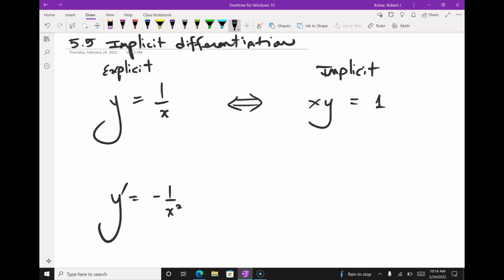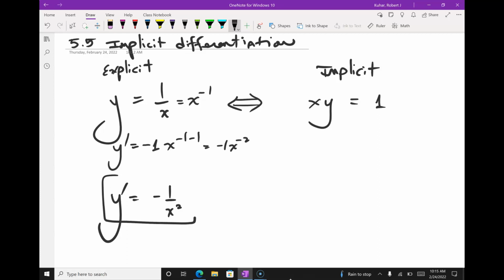Do you want to see the power rule on this one? Yes. So I know that this is x to the minus 1. So for my power rule, I'm going to bring down the negative 1, bring down the power, reduce the power by 1, right? So I get negative 1 times x to the minus 2. So there it is. There's my explicit.